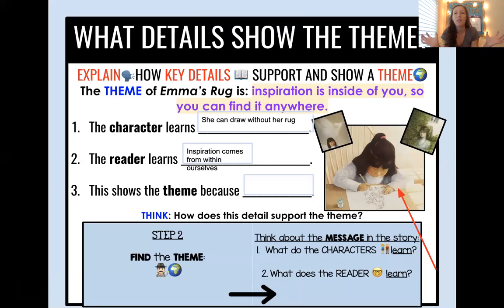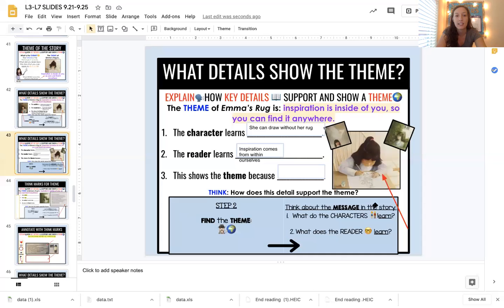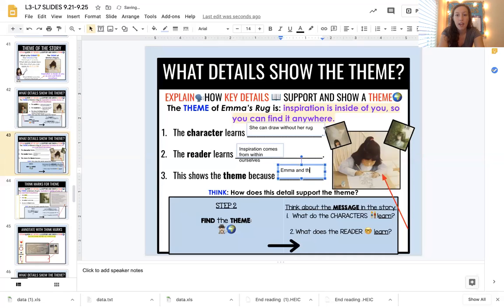So if we bring what the character and what the reader learn together, we can finish this last sentence and say, this shows the theme because Emma and the reader can both, what can we both do? We can both find inspiration anywhere.